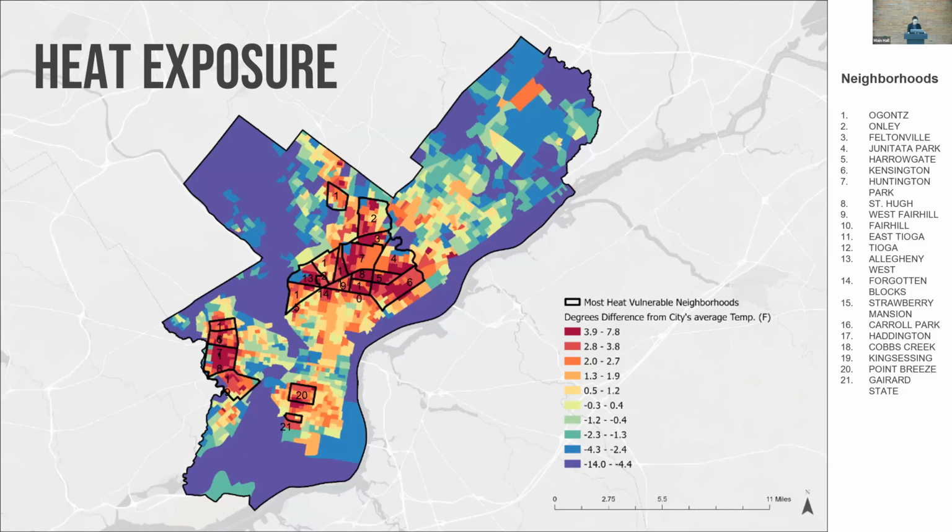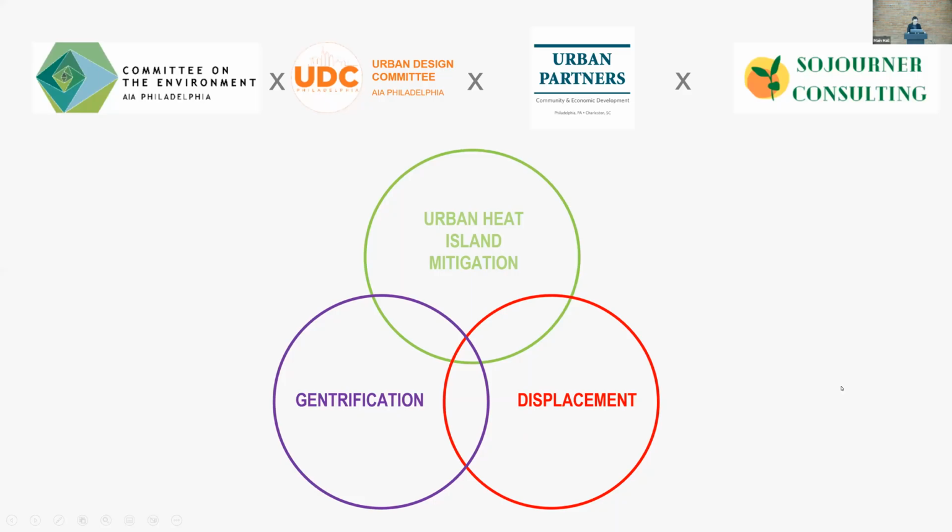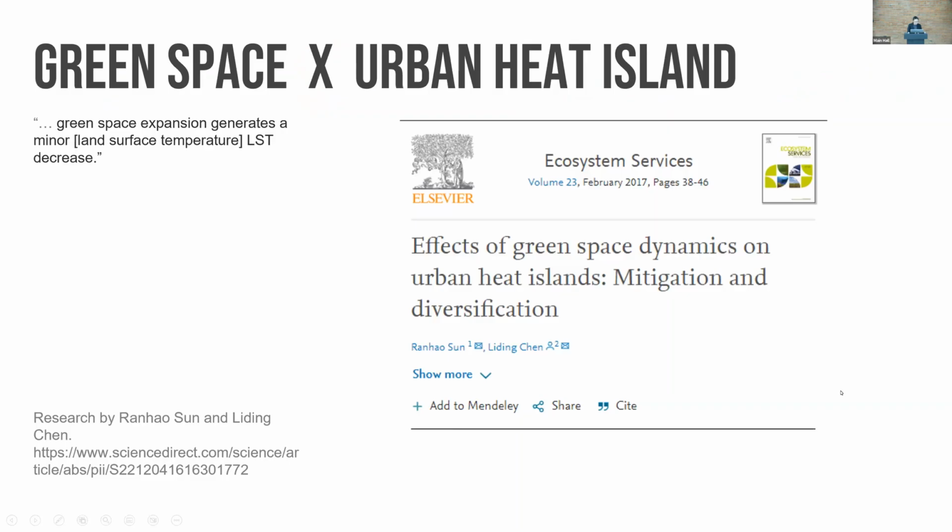Elizabeth and Victoria's GIS research revealed particularly heat-vulnerable neighborhoods of Philadelphia, outlined in black. You can see the lingering impacts of redlining leading to higher heat risk. In our second event, we explored how urban heat island mitigation can exacerbate displacement, a symptom of gentrification. There is a link between green space and decreased land surface temperatures. This is a well-studied phenomenon. This particular one was done in Beijing.